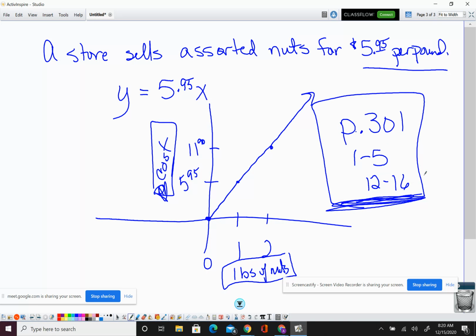Mrs. Reed? Yes, Will. Can we use Desmos to graph these first 3? You can, as long as you know what you're interpreting on those. Like, what is the y-intercept? Match that y-intercept up with the equation and the slope. Make sure that you're understanding those 2 concepts. You're more than welcome to use Desmos.